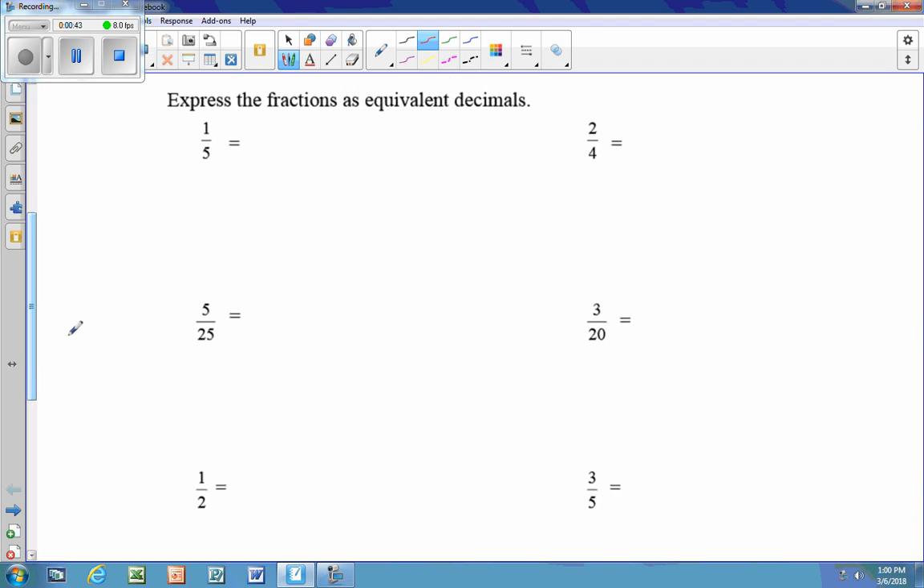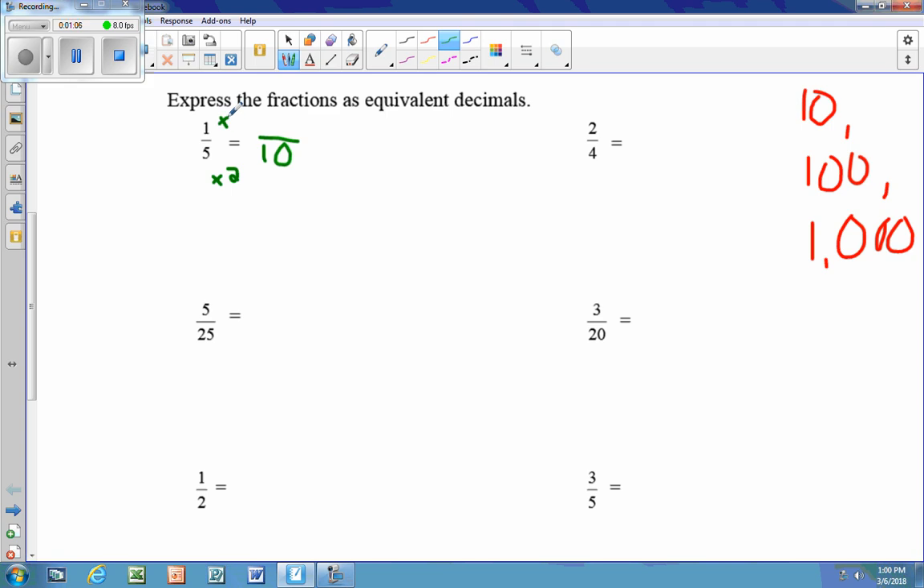Now we're going to write fractions as equivalent decimals. We need to make sure that our fractions are all out of 10, 100, or 1000. That makes it easier to turn them into decimals. So for this very first one, I see that I can change it to a 10. So I did times 2, so I have to do times 2 up here. And I end up with 2/10, which as a decimal is 2/10.